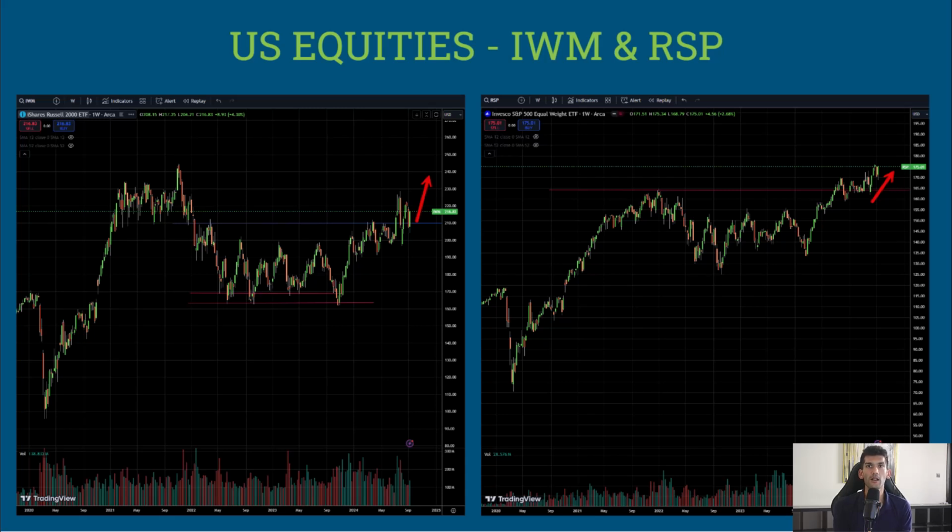I also like to look at the RSP, which is basically an equal weighted index of the S&P 500. Going back to my initial thesis that this bull market will eventually broaden out, the RSP allows me to see whether this is in fact happening. For the last few weeks, the RSP has also started to break out. So this is a very good sign, indicating that the bull market is still alive, healthy, and broadening out to the smaller stocks.